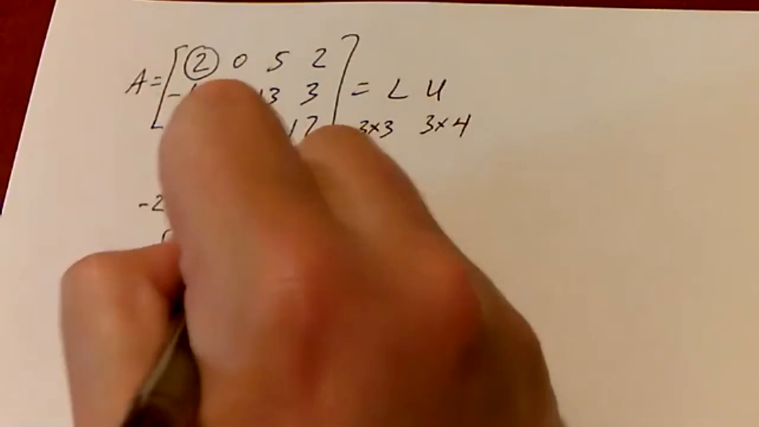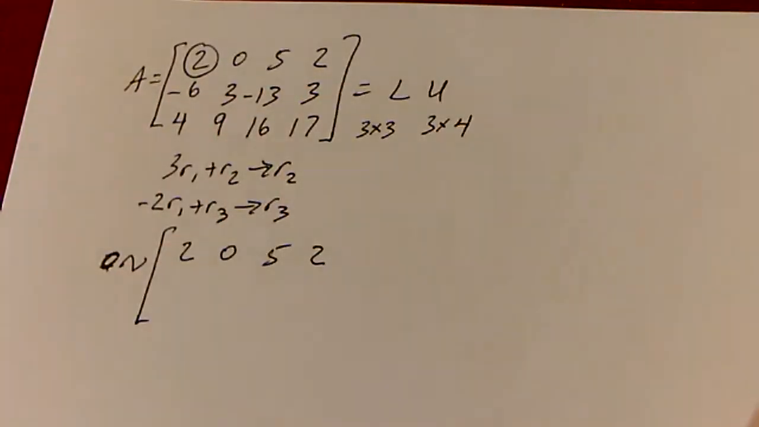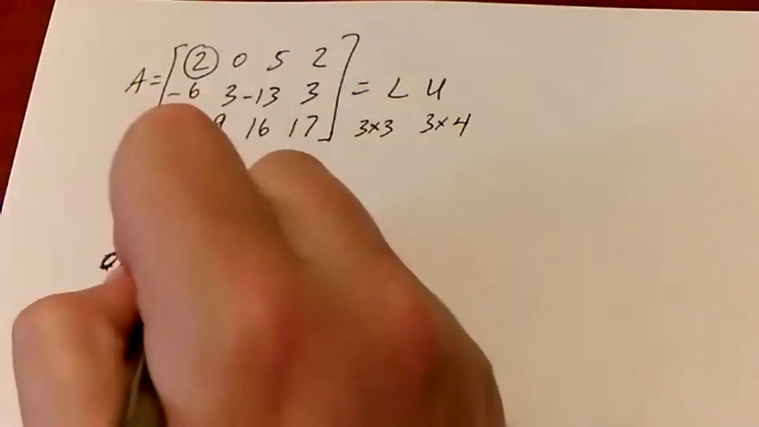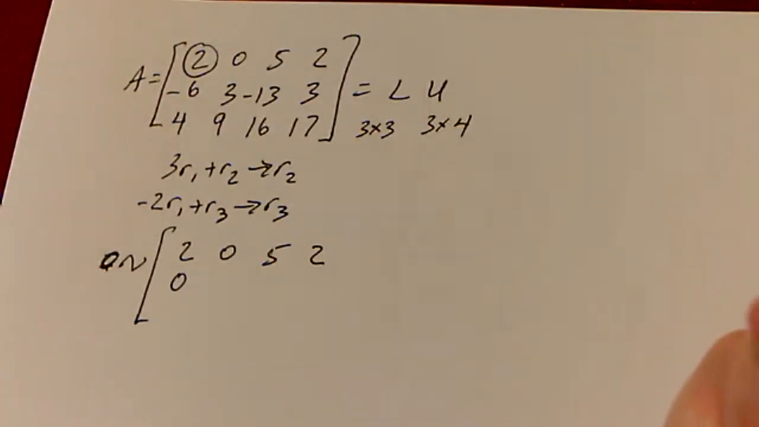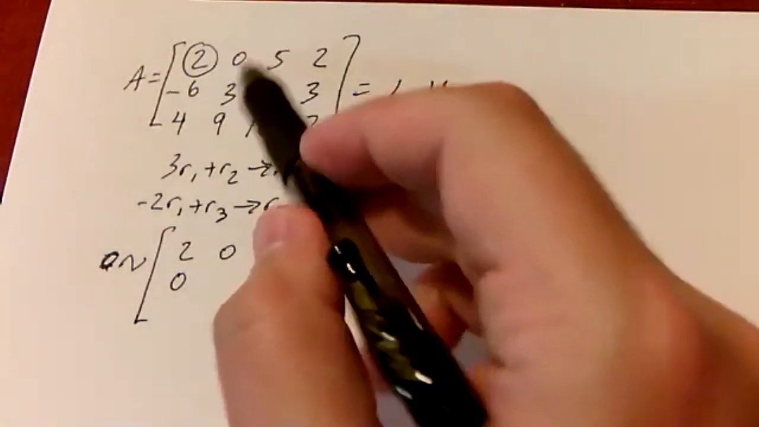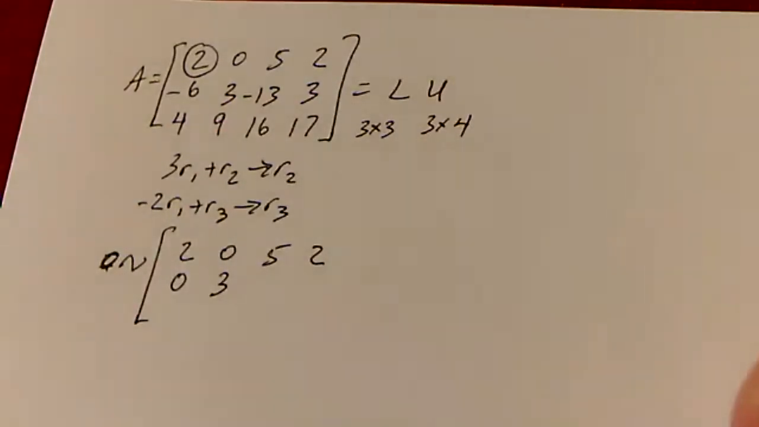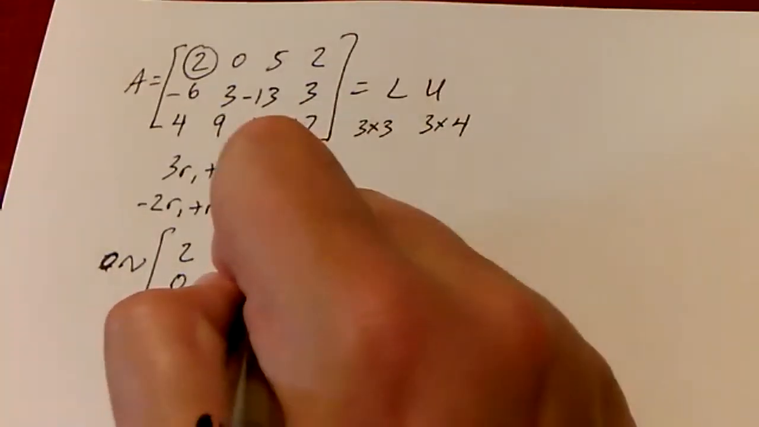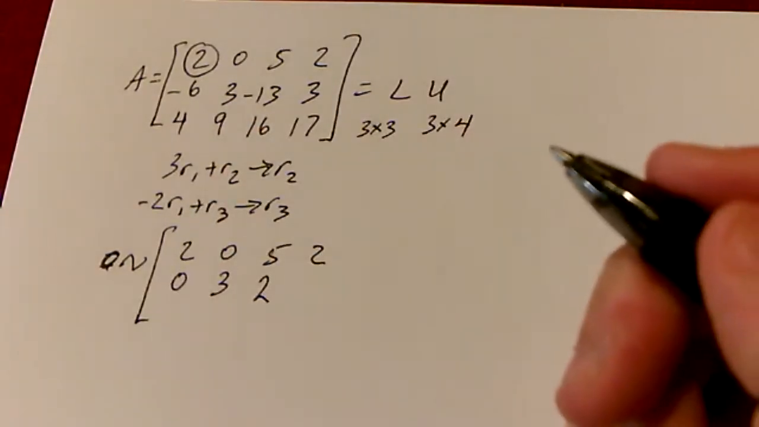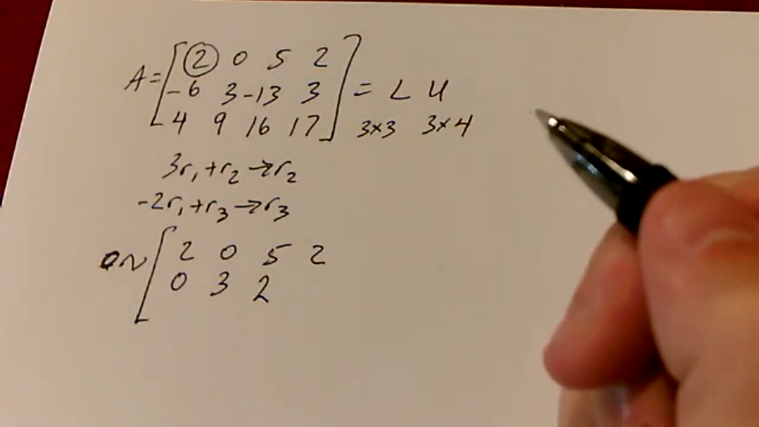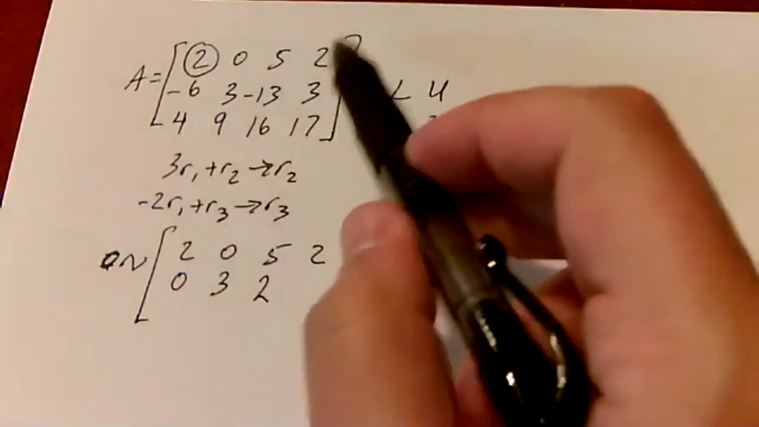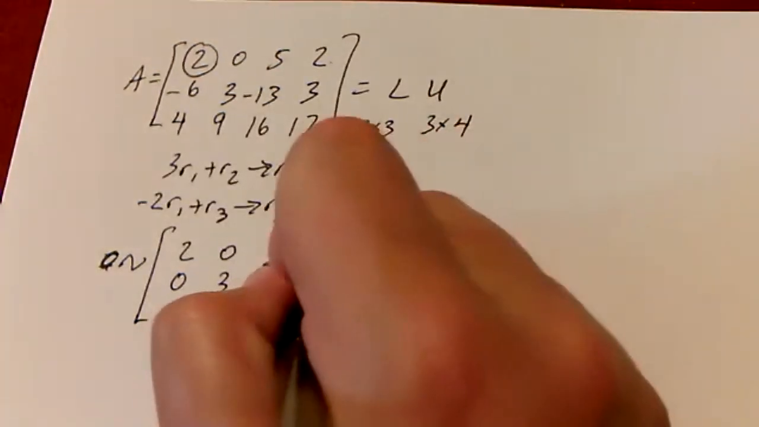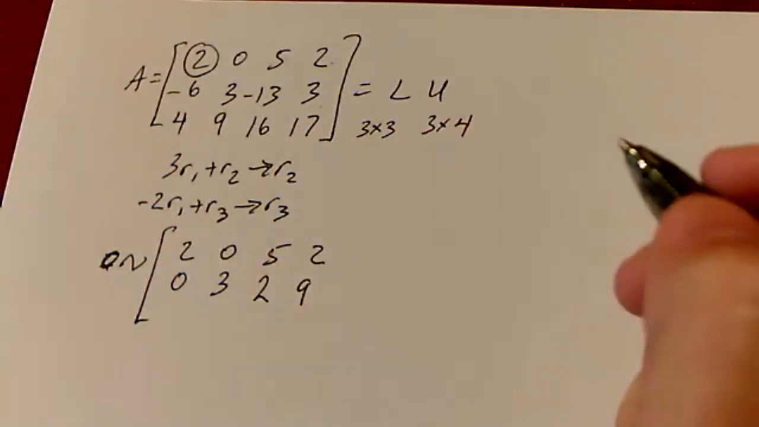I'm going to leave the first row unchanged, 2, 0, 5, 2. Second row now, I'm going to have 0 because 6 and -6 is 0. 0 and 3 is going to make 3. 3 times 5 is 15. 15 and -13 is a +2. And then the fourth entry here, 3 times 2 is 6. 6 plus 3 is 9.